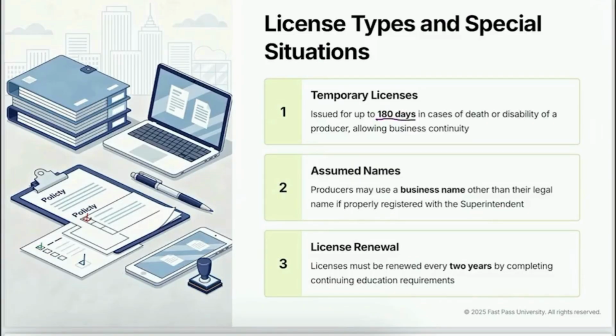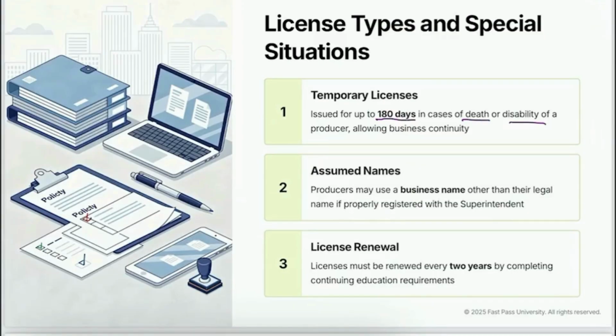So temporary licenses are unique. Most states do offer them, and they are only in the event of a producer's death or disability in which they need to issue a temporary license to let the business continue on as such. So imagine that an agent has been an insurance agent for 20 something years. His wife is a retired school teacher. She's never read a thing about insurance a day in her life.